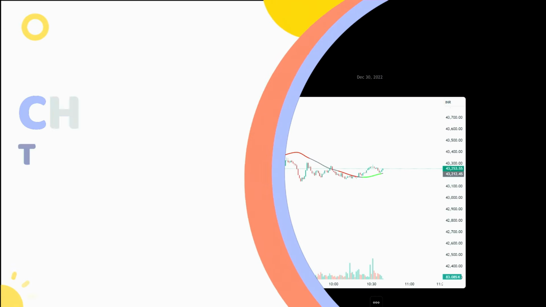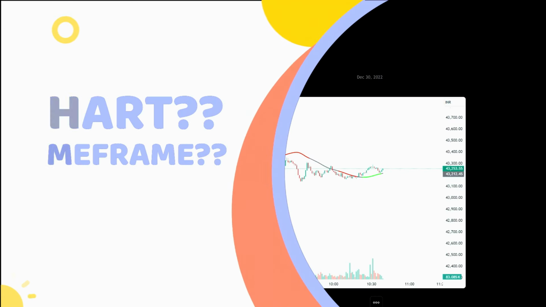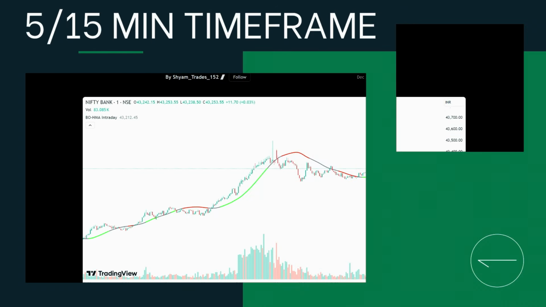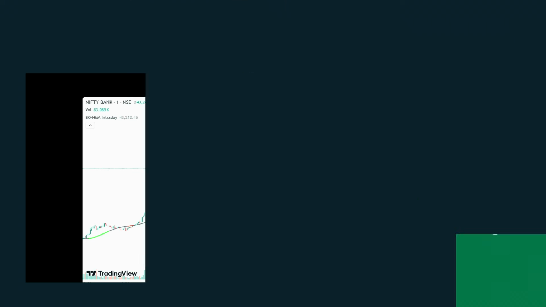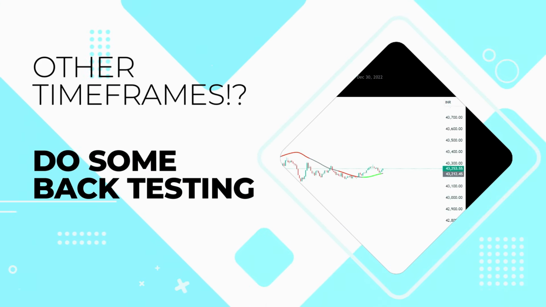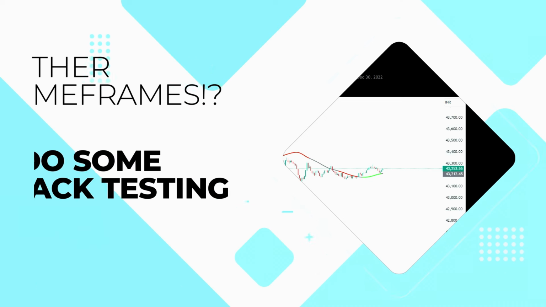I know, you're probably thinking about which chart and time frame to use. Don't worry, I've got you covered. For this strategy, I found the 5 or 15 minute charts work wonders. But what if you want to try out other time frames? You'll just have to roll up your sleeves and do some backtesting on your own. After all, I can't possibly test every single chart and time frame under the sun.